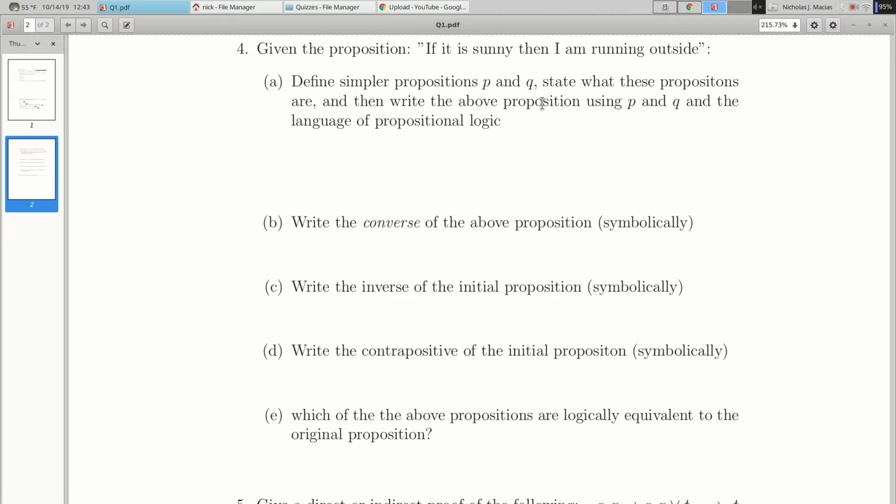And let Q be the proposition which says I am running outside. So our original statement says, if it's sunny, then I am running outside. If it is sunny, then I am running outside. So that's just if P, then Q.